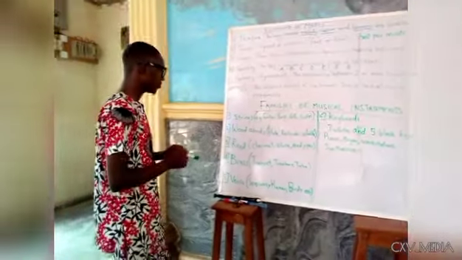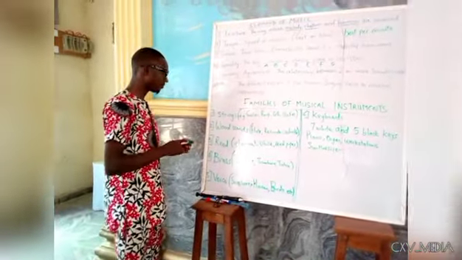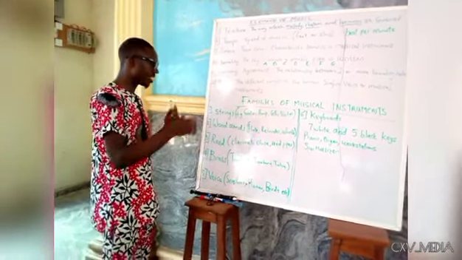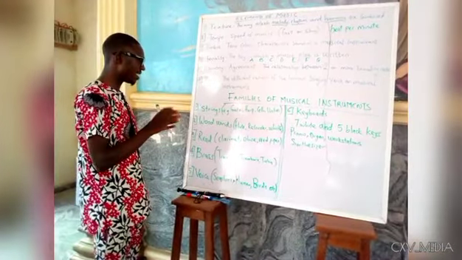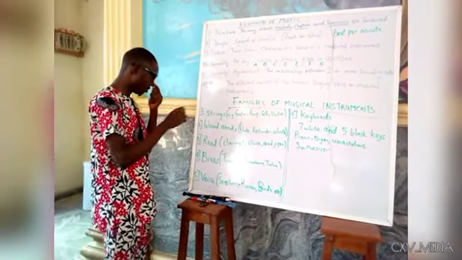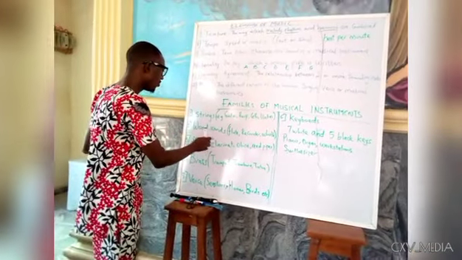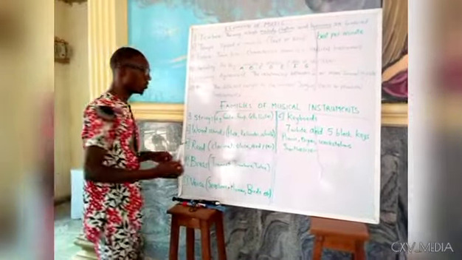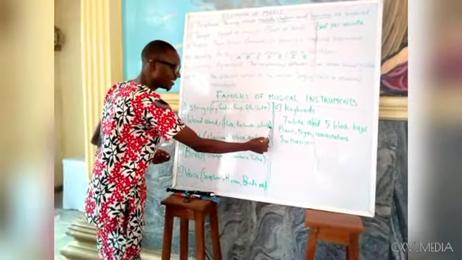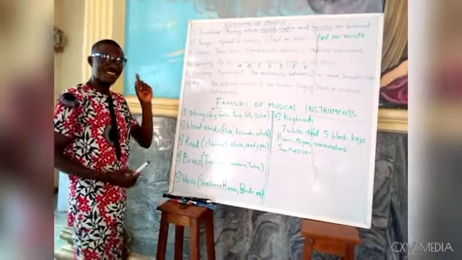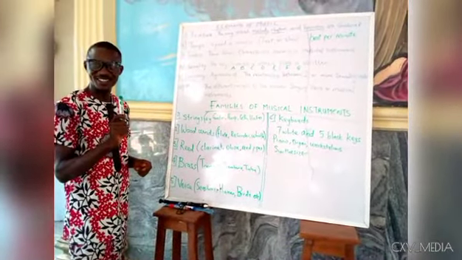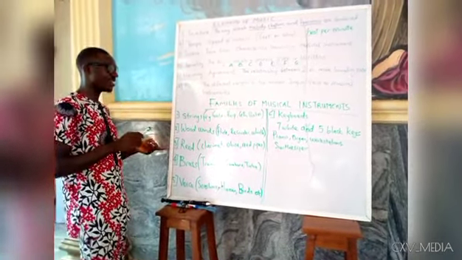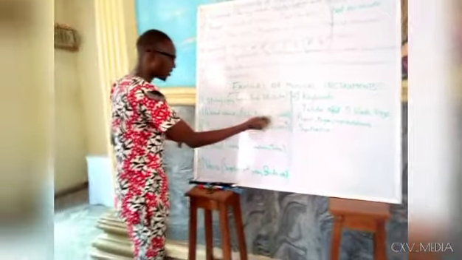Next, woodwind. Woodwind belongs to the family of aerophones. The reason is that the sound comes from air. You need to blow air to create vibrations of air in the instrument. Examples include flute, recorder, whistle. Some find it funny: is a whistle a musical instrument? Yes, whistle produces sound, and music relates to the arrangement of sounds and silence. Anything that produces sound becomes a musical instrument.